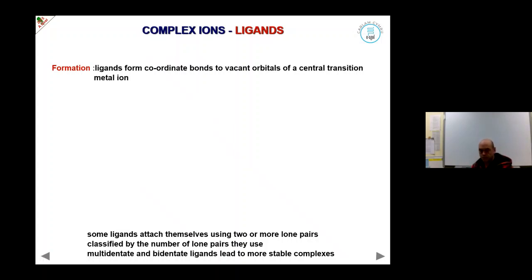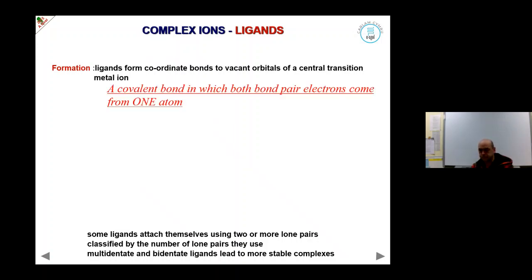Like I say, ligands form dative bonds to the central transition metal ion. So obviously, the thing that you're going to need for a ligand is to have lone pairs. So what's a dative bond then? Well, it's a covalent bond in which both bond pair electrons come from one atom.